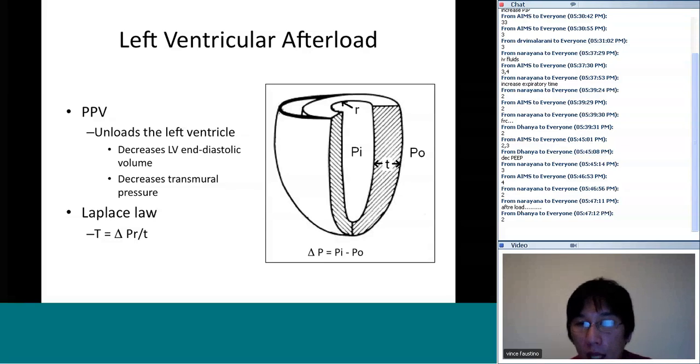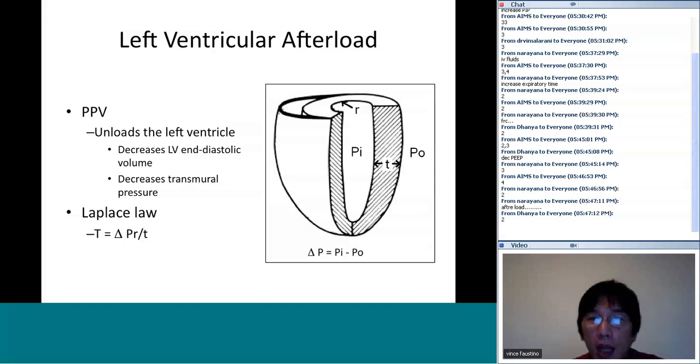So if you put someone on PPV, your venous return decreases. That pretty much achieves what you're trying to do with your diuretics. And then the other thing is it decreases your afterload, which is what, for example, an ACE inhibitor would do for this patient. The reason for unloading the left ventricle or decreasing your afterload is based on a decrease in your transmural pressure. And that is described by Laplace law and shown in this image on the right.